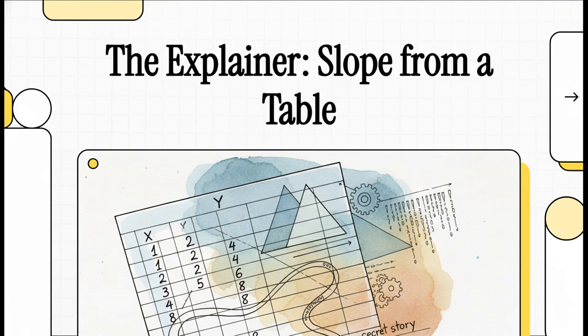You ever look at a spreadsheet, a table of numbers, and just feel like there's a secret story hidden in there somewhere? Well, today, we're cracking the code. We're going to find that secret pattern, the slope, that's hiding in a simple table of numbers, all without ever having to draw a graph.